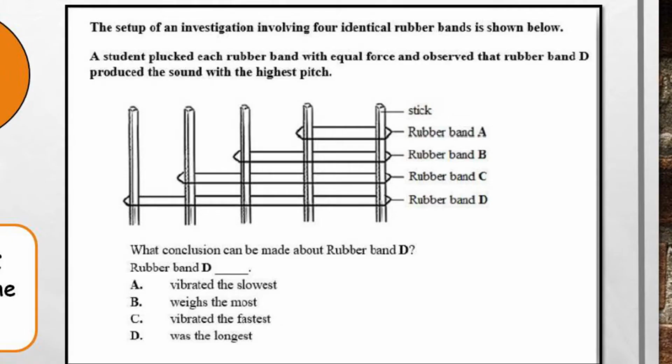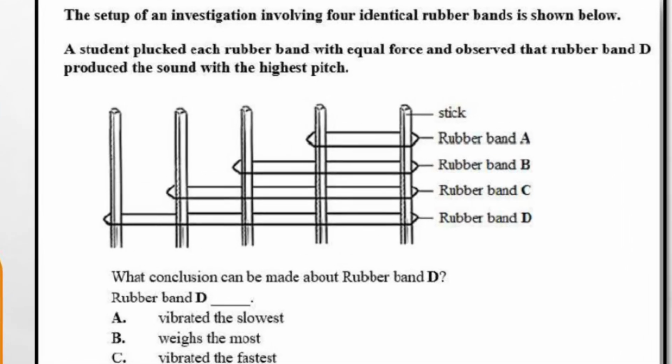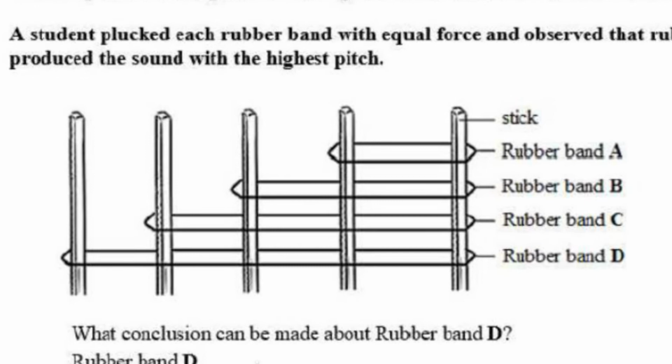Question 2. Here we have an investigation and the student is looking at 4 different rubber bands, okay? And they are being stretched across pieces of sticks, and notice the diagram. Let's look at the diagram carefully. Rubber band A, B, C, and D, right? And they're stretched, and we can see that the length of the bands are changing.